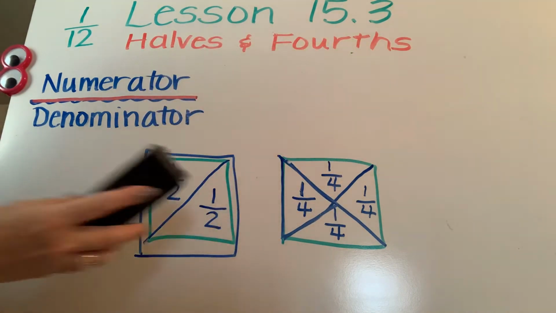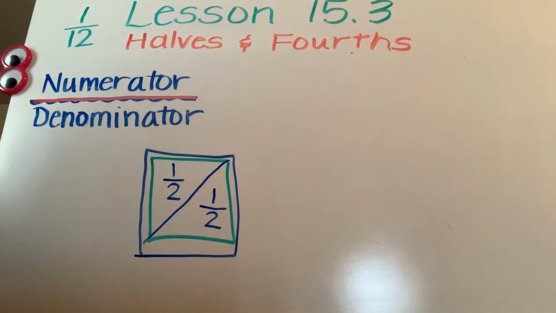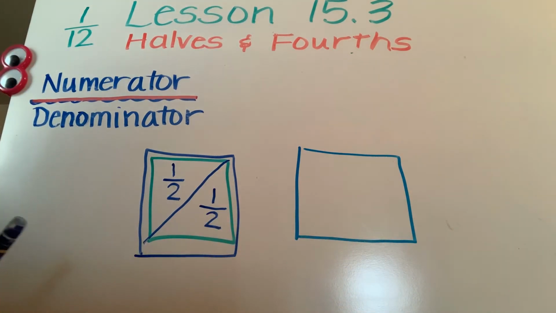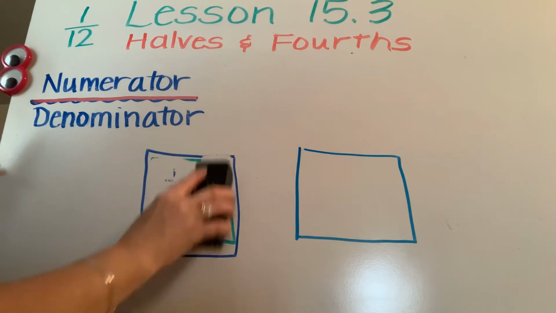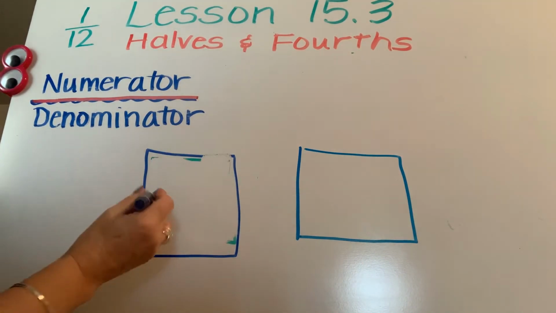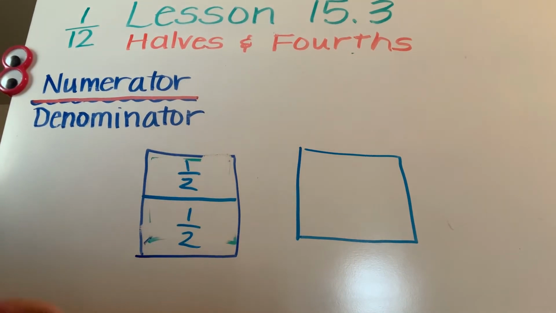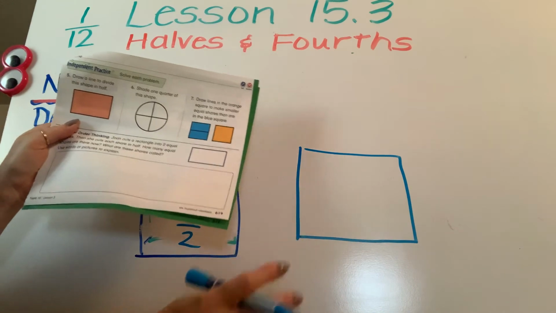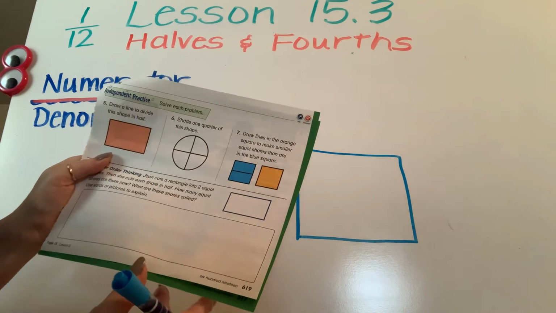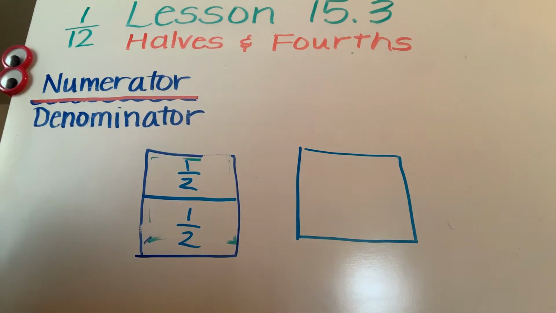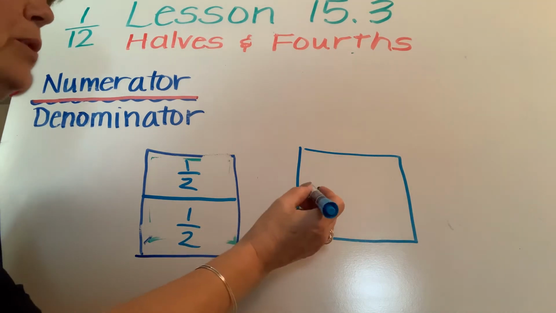Number 7, draw lines in the orange square to make smaller equal shares than the blue. Okay, now that one, it sounds confusing, but it's really not. I'm going to put up another square. And I'm going to divide this one going the same way as our drawing. And they divided it this way. So we have 1/2 and 1/2. Now they would like us to draw lines on our next square that has smaller shares than this. What would be the next smallest share? Correct, we would want to do fourths.